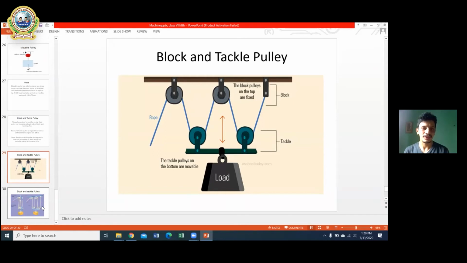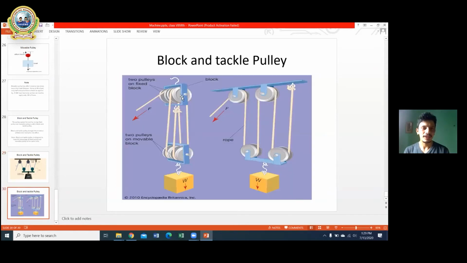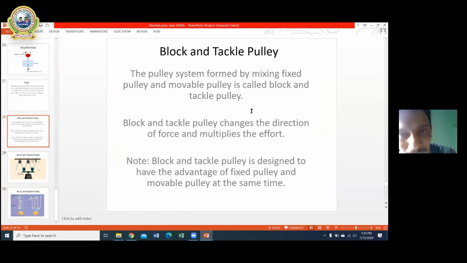Two pulleys on a fixed block. This is the fixed pulley, and the lower one is the movable pulley. Now we can see the definition. The pulley system formed by mixing fixed pulley and movable pulley is called block and tackle pulley.